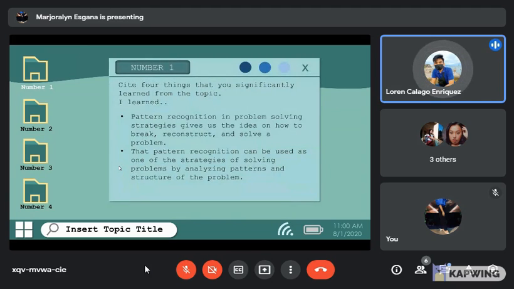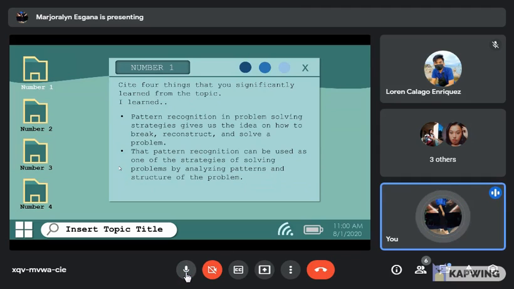So, the first question: cite four things that you significantly learned from the topic. The first idea is I learned that pattern recognition in problem solving strategies gives us the idea on how to break, reconstruct, and solve a problem. Pattern recognition will enhance our thinking skills and ability to address a specific problem, and also to overcome every challenge that we may face in our daily life.